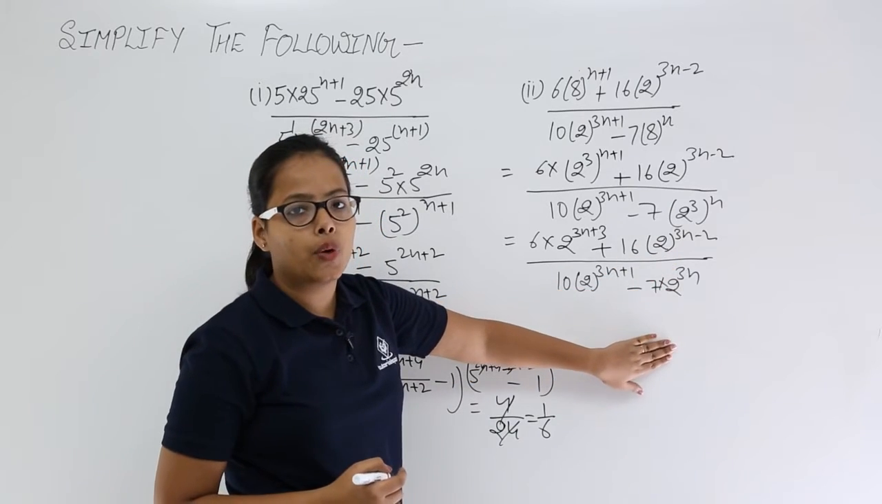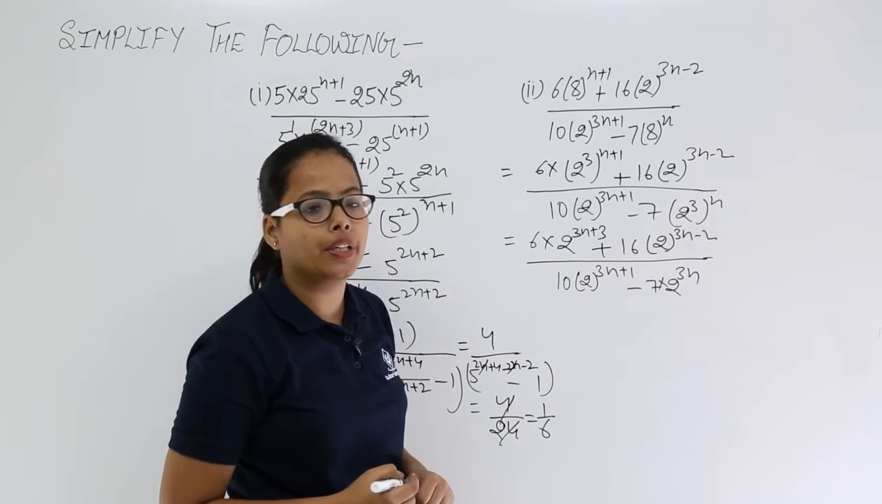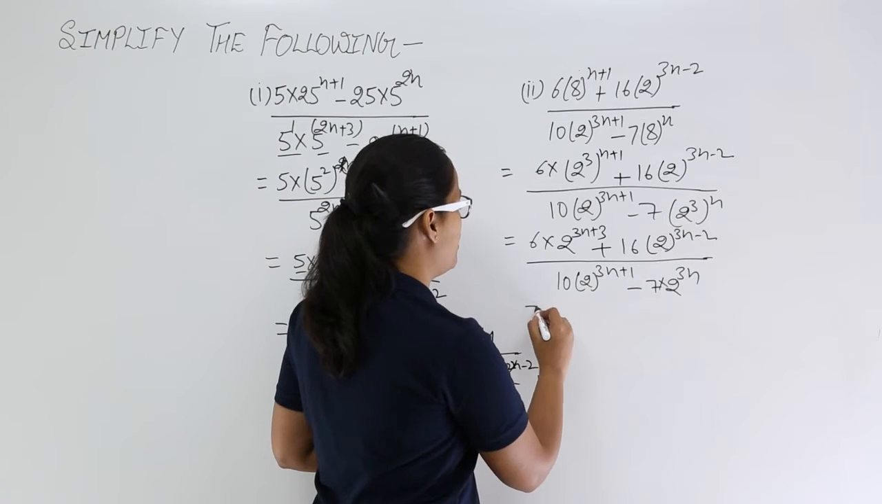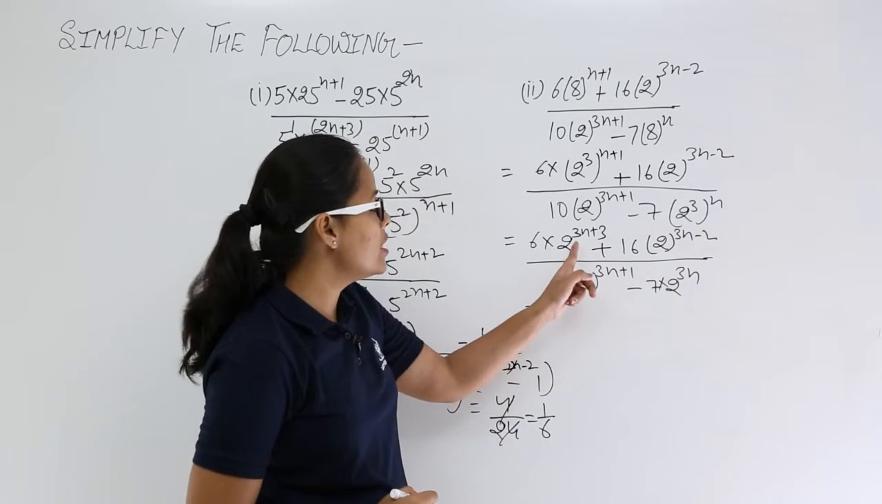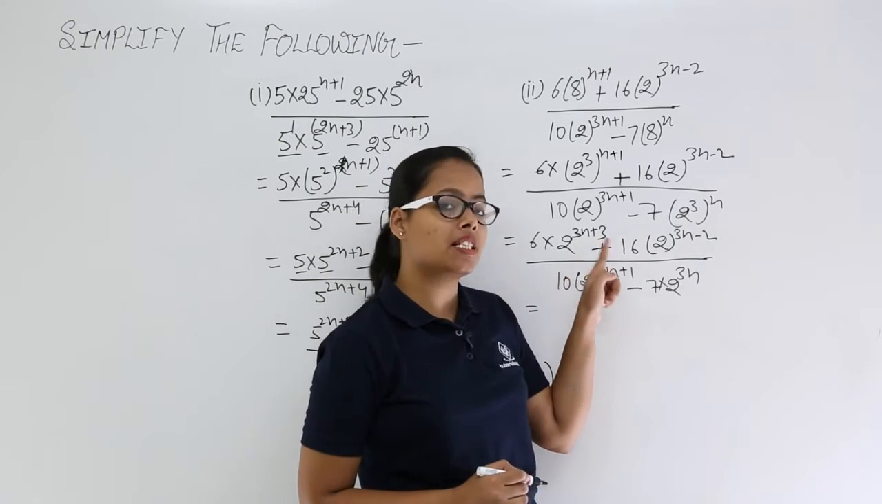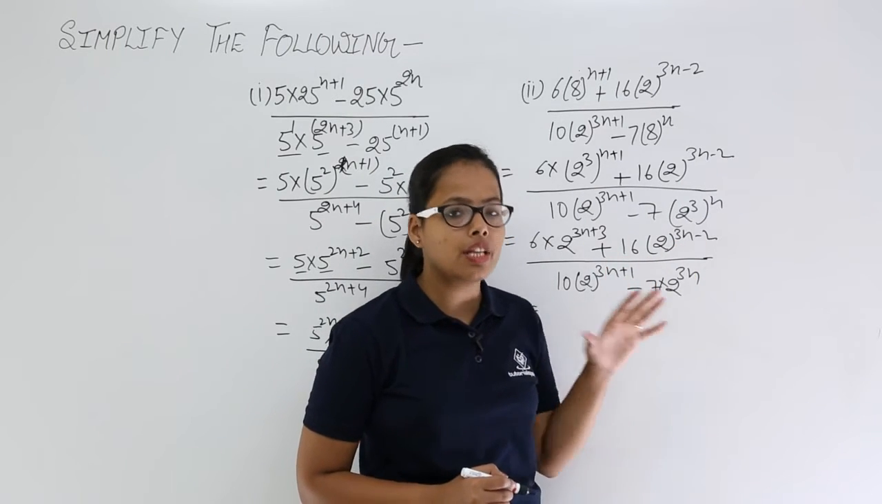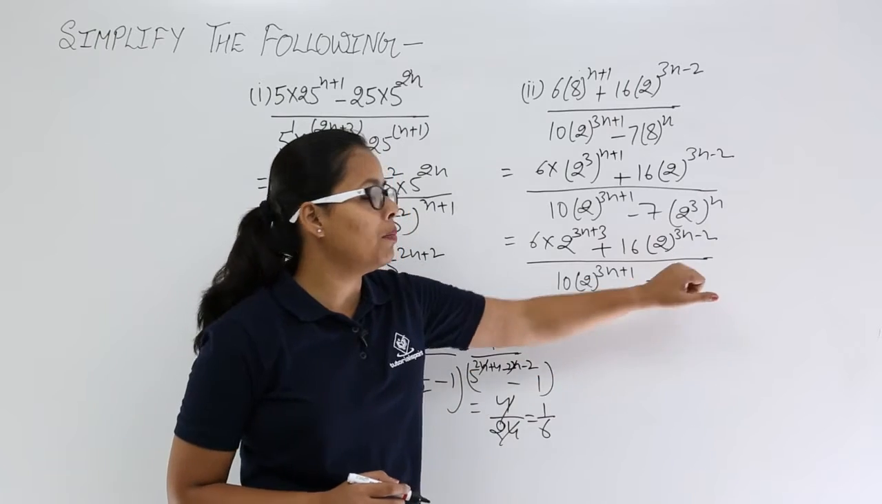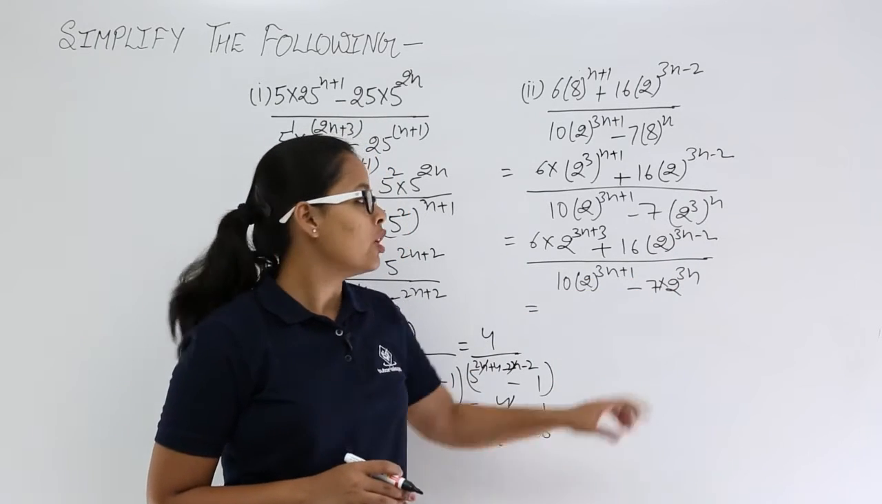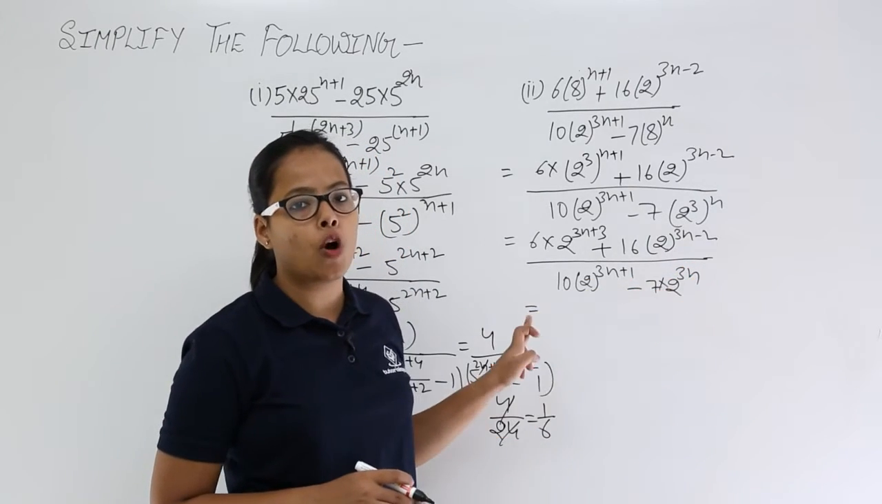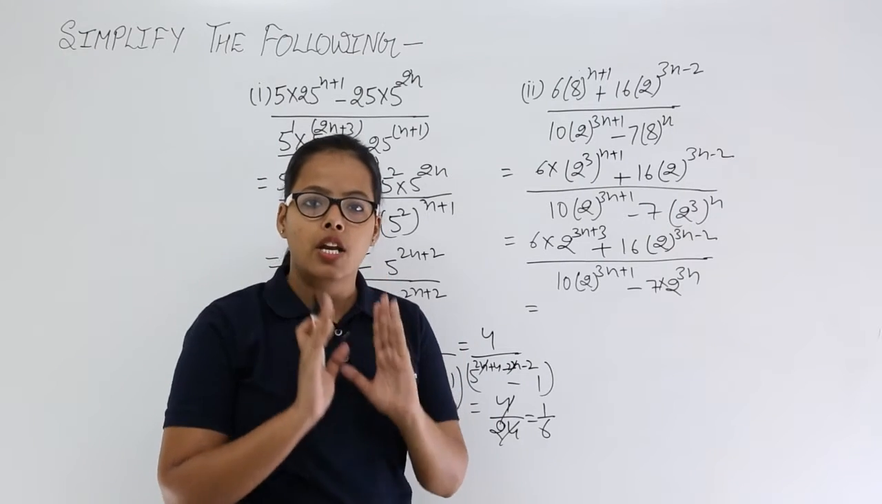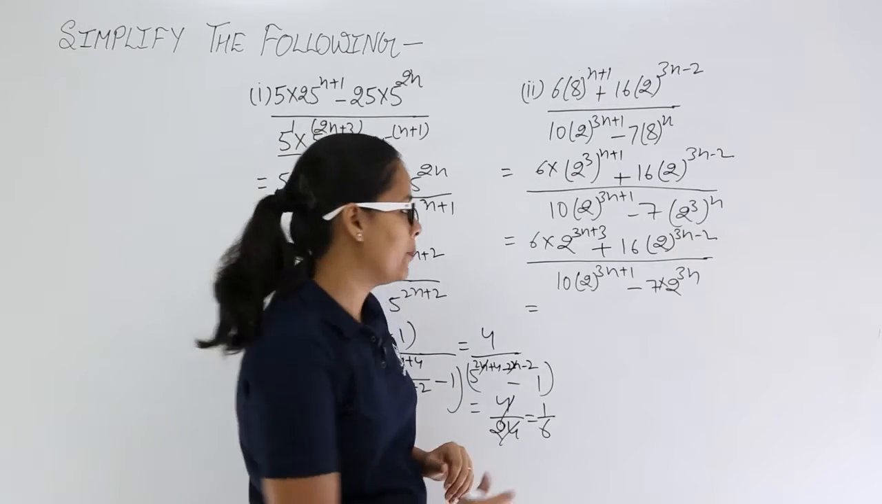Now after this, you'll take the common value here. After taking common, let's see what you'll get. You can see here the power of 2 is 3n plus 3, but here the power of 2 is 3n minus 2. Considering the value of n as positive, this value will be lower. So you'll take this value common, because you always take the lesser or lower value common.